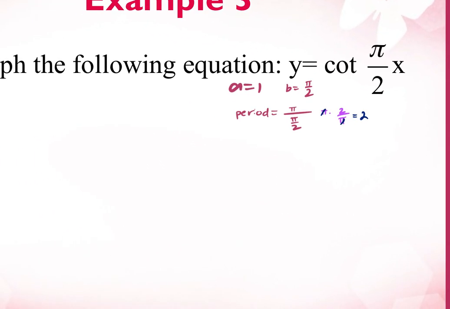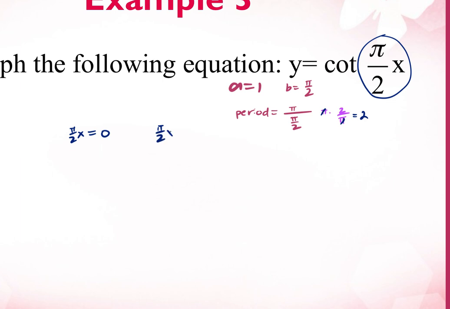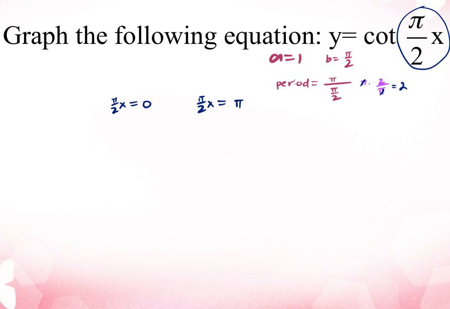All right, so now I'm going to take what's next to my cotangent, pi over 2x, and I'm going to set it equal to 0, and then I'm going to set it equal to pi. I always do it in that order because those will produce the middle 2. So if you keep them in that order, it makes it easier to visualize it. So divide by pi over 2 or multiply by 2 over pi, and this stays 0. Divide by pi over 2 or multiply by 2 over pi, and this is 2. And those are your second and third asymptotes as you move from left to right.